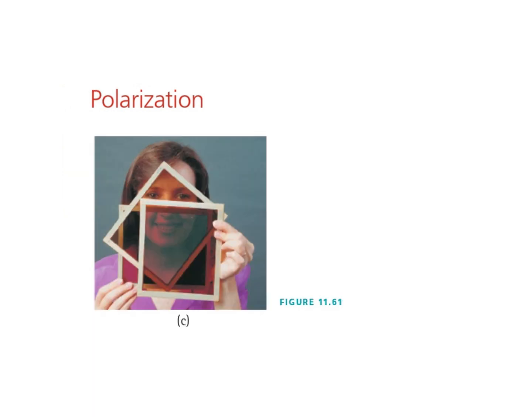Here you see the same lady again, and she's put a third polarizer in between the first two, and this one's oriented at a 45-degree angle. And now suddenly you can see her mouth again. It's dimmer, but you can see it. Why is that? Well, the first polarizer only lets left and right light go through, but when it goes through the second one at a 45-degree angle, that allows the light to pass through all three polarizers.